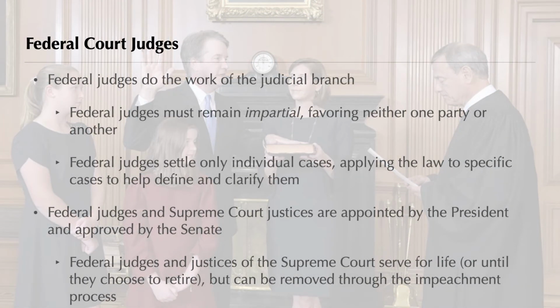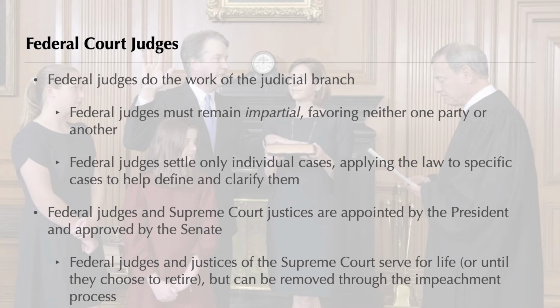Just as members of Congress do the work of the legislative branch, federal judges do the work of the judicial branch. A judge's role in government, however, is very different from that of a legislator. A legislator is open to the influence of citizens, interest groups, other legislators, and the president. A judge, in contrast, must be impartial, favoring neither one party nor the other. A legislator seeks to solve broad problems by making laws, whereas a judge can only settle individual cases. By applying the law to specific cases, however, judges help define and clarify the work of legislators.